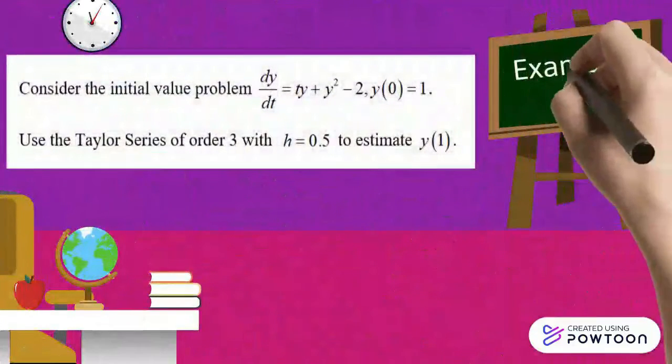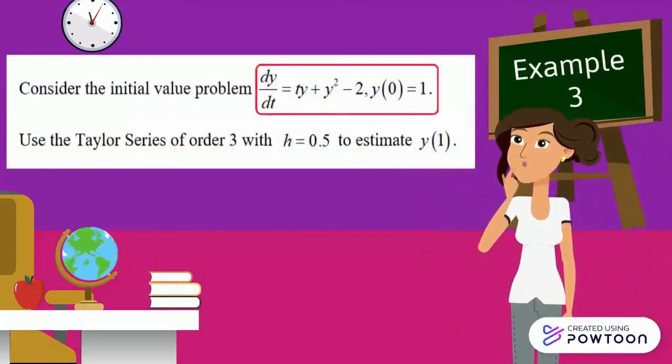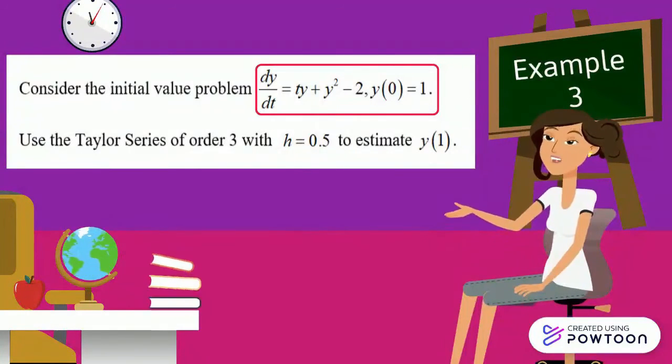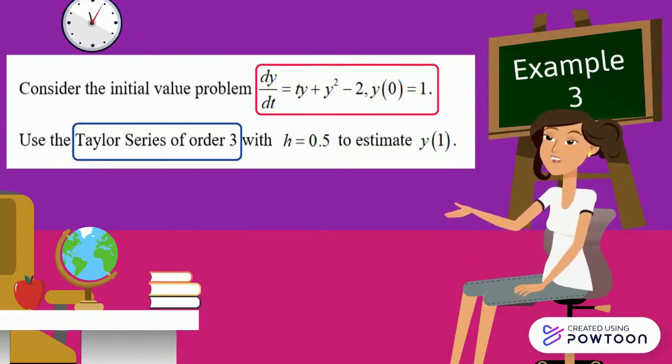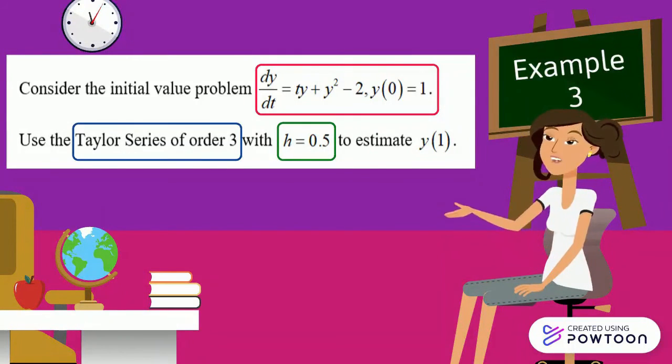Let's look at example 3. Consider the initial value problem dy over dt equals ty plus y squared minus 2, where y equals 1 when x equals 0. Using Taylor series of order 3 with h equals 0.5, we have to estimate the value of y when x equals 1.